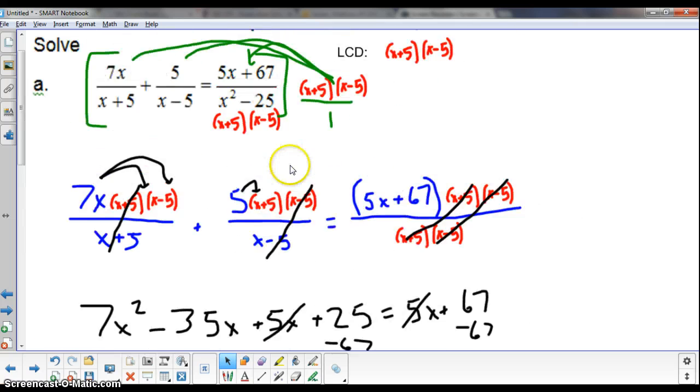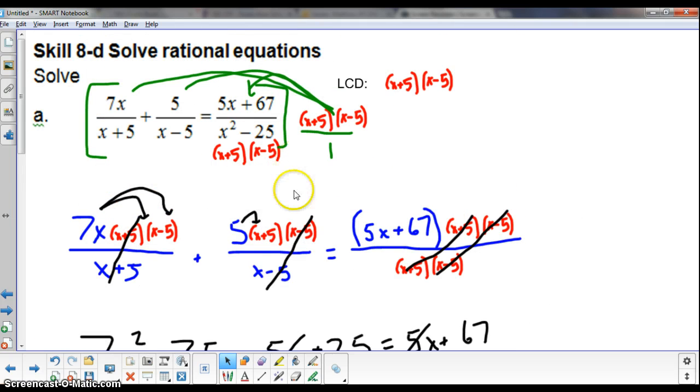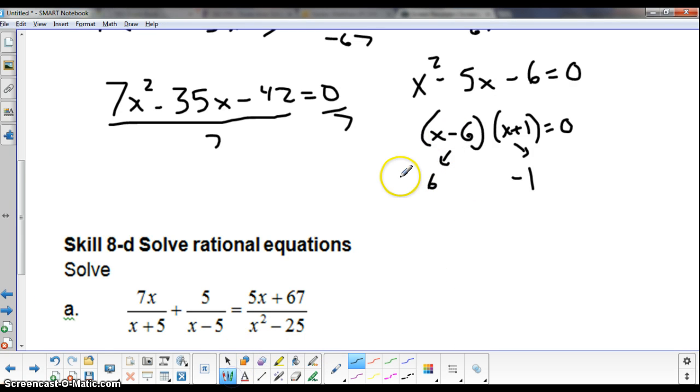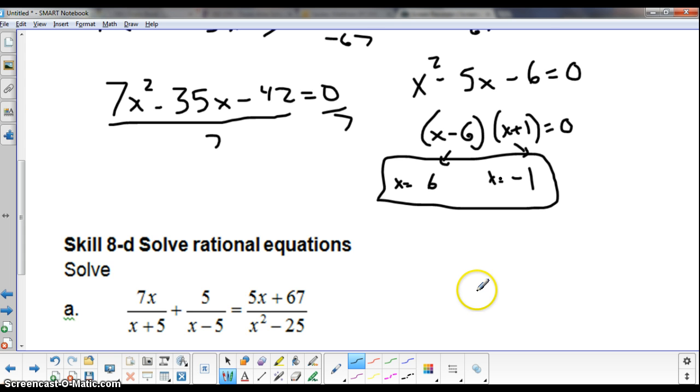So that is skill 8D, solving. You are not done solving until you give me x equals something, and x equals something else. Or it could be 1, could be 2, could be none. But it should be all the way to the end like this.